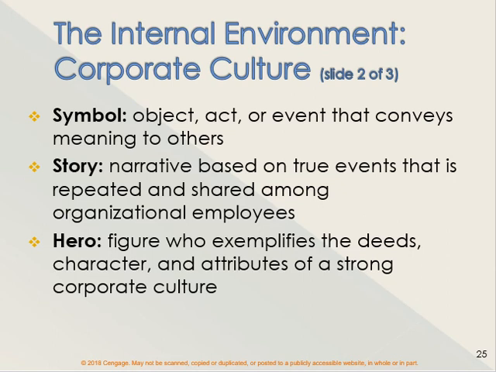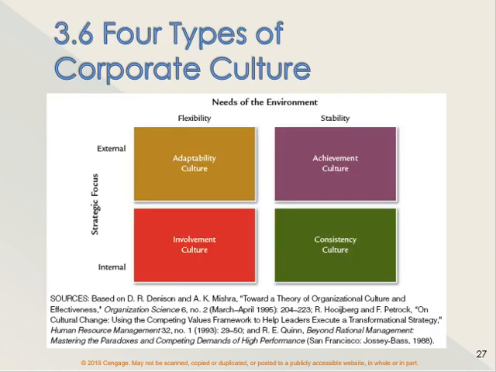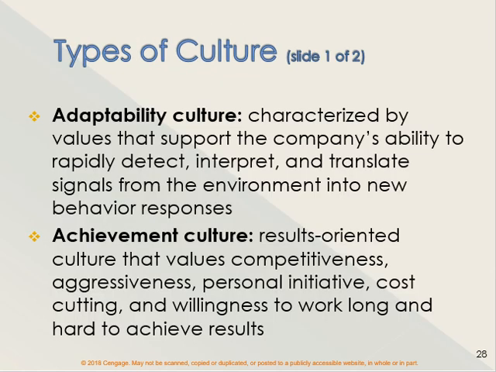Okay, so this is the explanation of the elements that I shared just now, which relate to the symbol, and then story, and then the figure, and then slogan, and also ceremony. So in corporate culture, dia ada 4 types. Antaranya adalah adaptability culture, benda yang fleksibel lah. And then achievement culture, and then they also have involvement culture, and also consistency culture. So for the next slide, we will see what actually reflects each of these elements of the 4 types of corporate culture in an organization. So let's see.